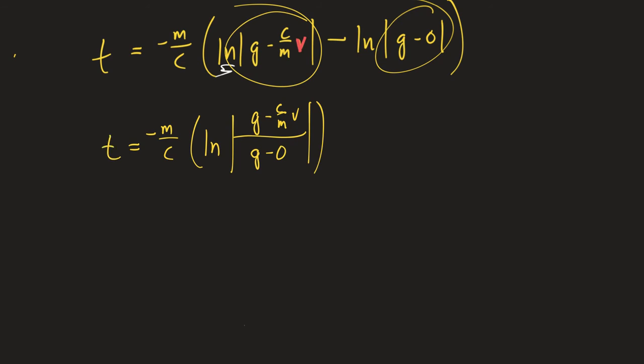So the next thing I'm going to do is multiply by negative c over m. That will get it away from this side and place it on this side. You guys see what I'm doing there? It's multiplying both sides by negative c over m. So I have negative c over m times t equals, now I just have the logarithm function by itself.